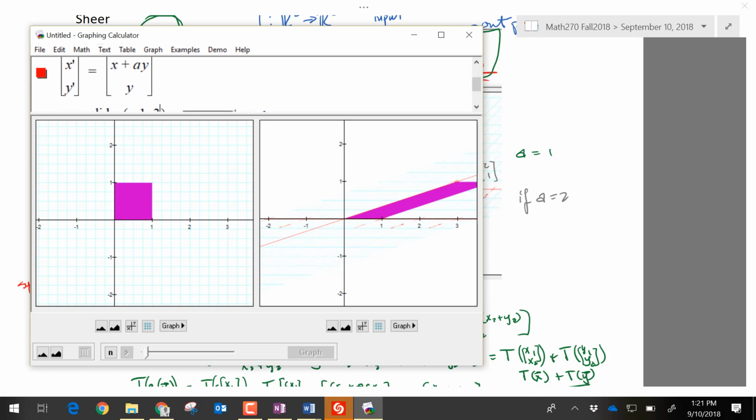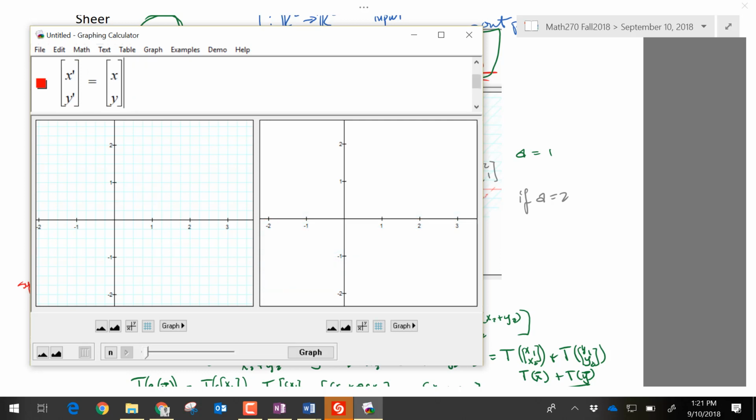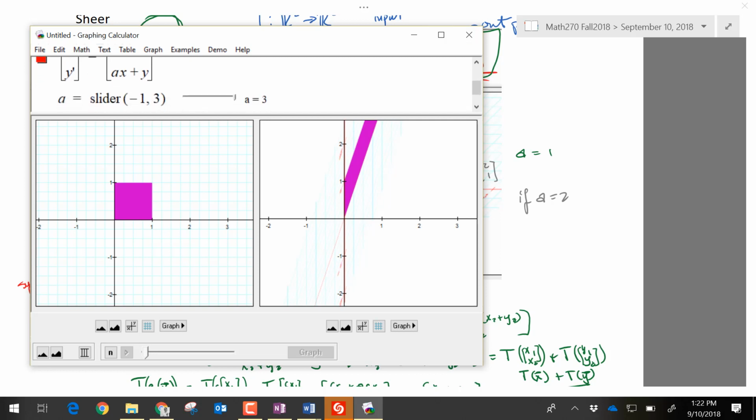Let me show you another shear in a different direction. Instead of having the ax here, or ay, we can shear on the bottom part. And then what happens there is that instead of the shearing to the left and to the right, it shears up and down. All right, so there are different versions of the way we shear this.